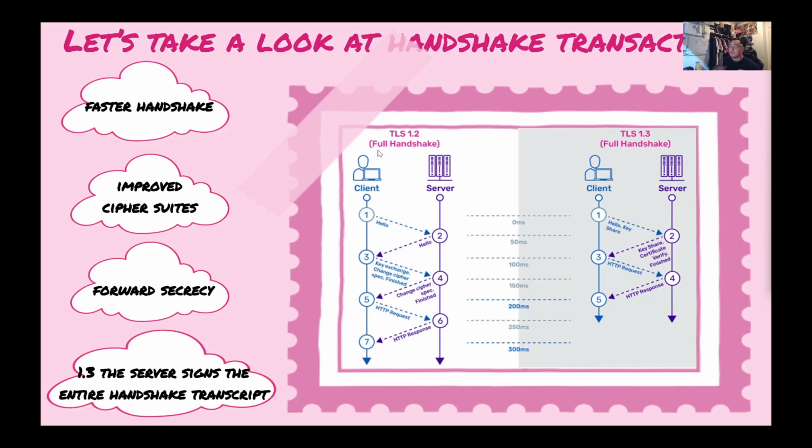In 1.3, the server also signs the entire handshake transcript. 1.2 only signed the certificate verify section of the handshake. So signing only that section allows the client and server to verify each other's identity, but it can't verify the integrity of the entire handshake. So we're looking to resolve that by just signing the entire transcript altogether.